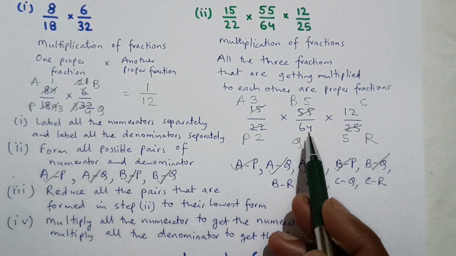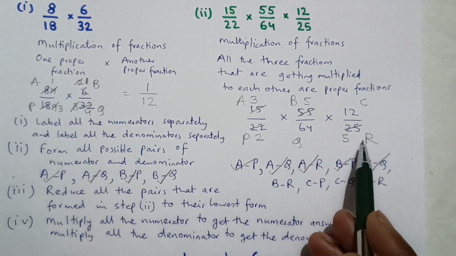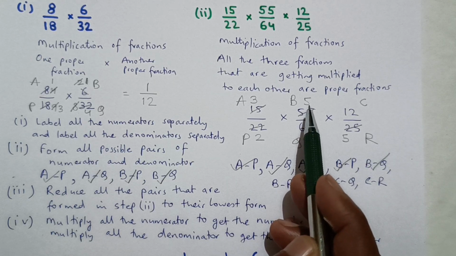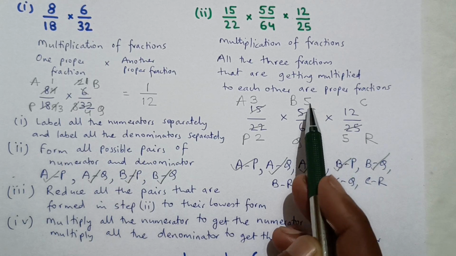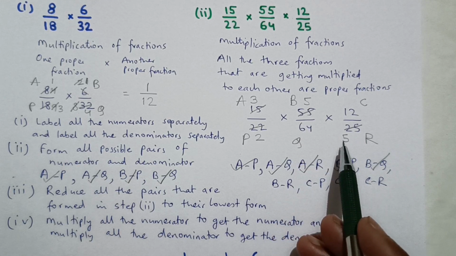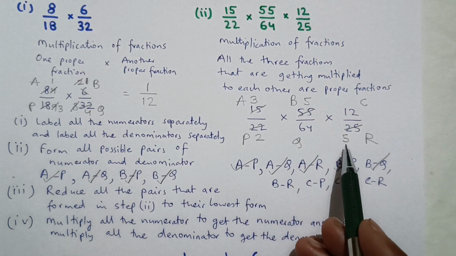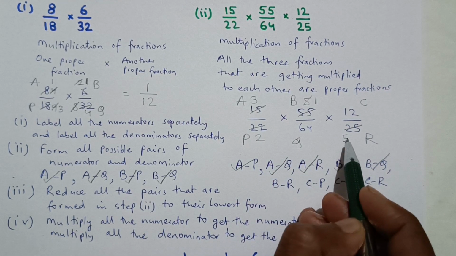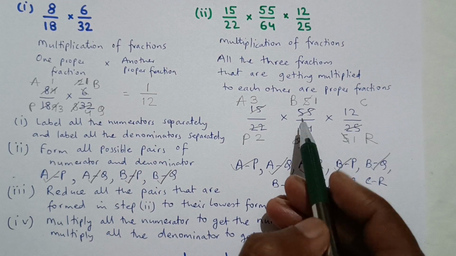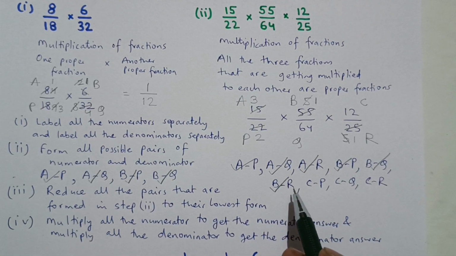So BQ is already in its lowest form, 5 by 64. Then we have BR. B is 5. R is also 5. So 5 by 5. Yes, 5 by 5 we can reduce it to its lowest form because both of them are divisible by 5. So we will divide both of them by 5 and reduce it to its lowest form. 5 divided by 5 is 1. 5 divided by 5 is 1. So BR becomes 1 by 1 and this is the lowest form. So we have reduced BR also to its lowest form.